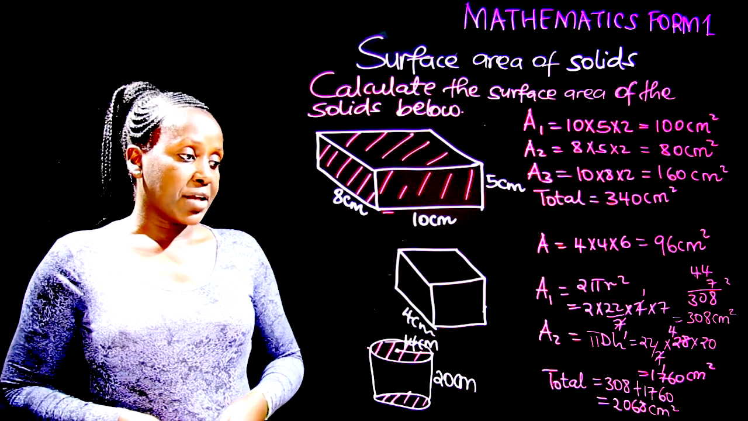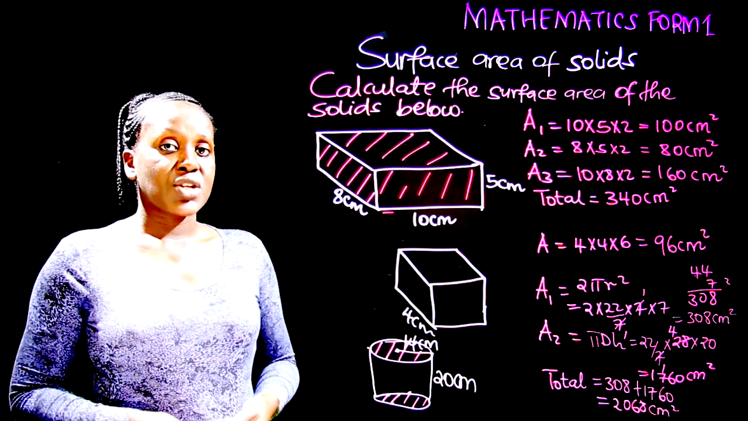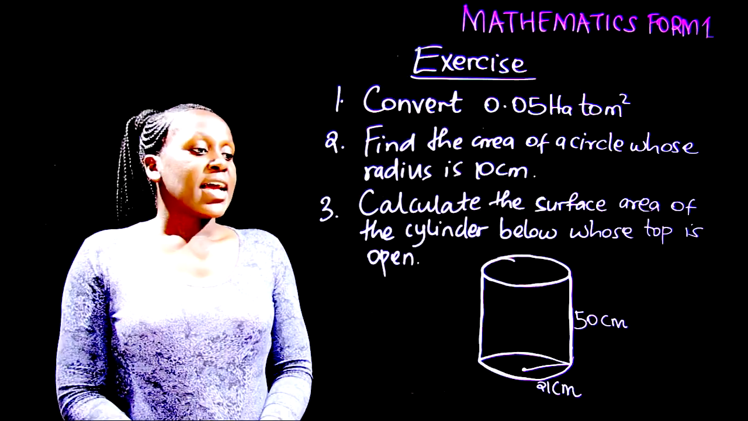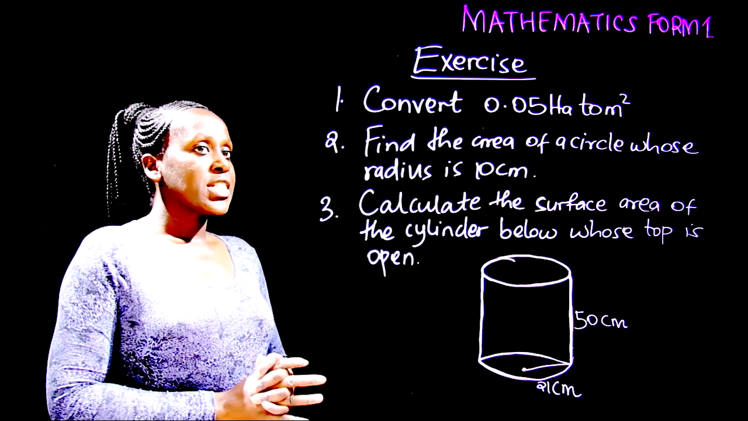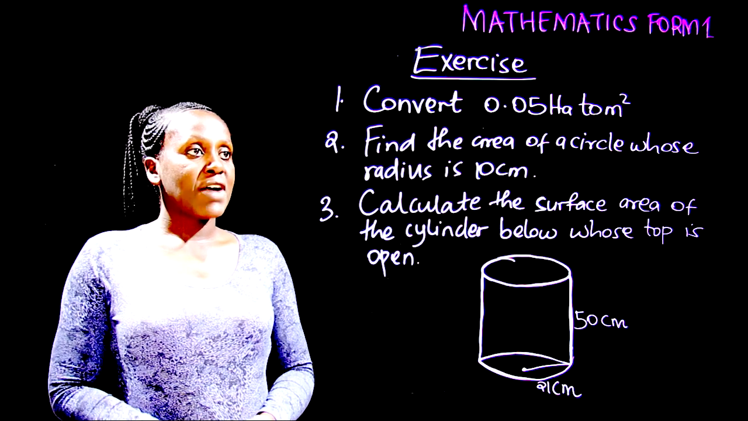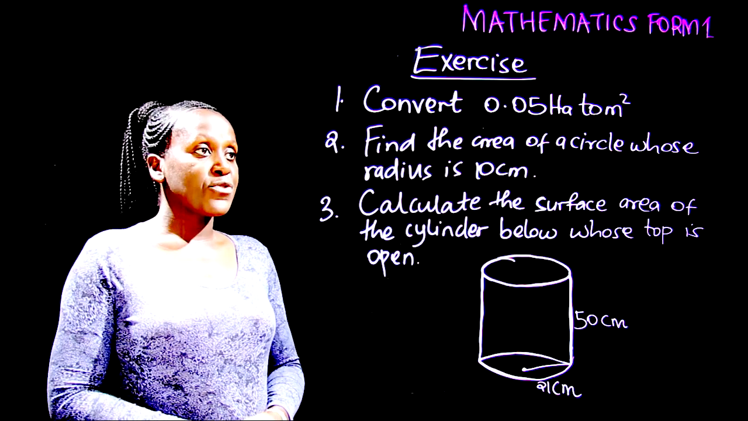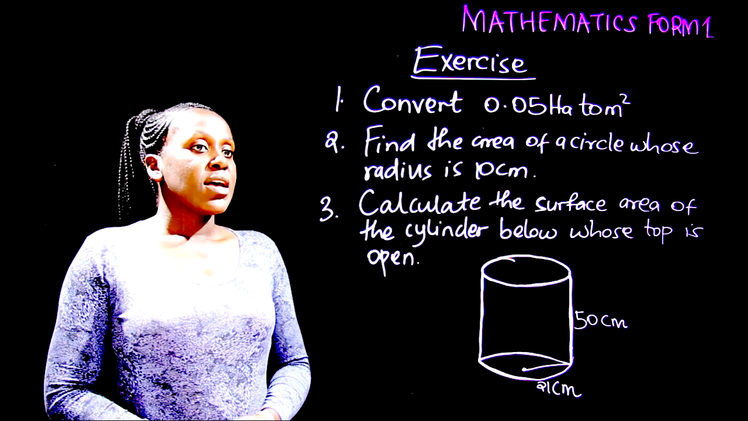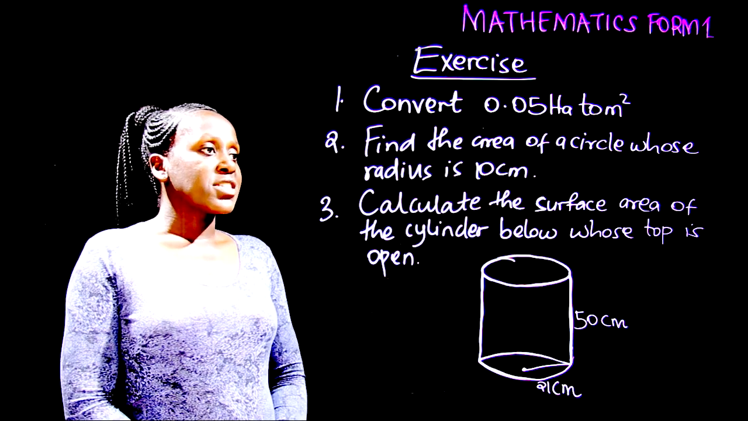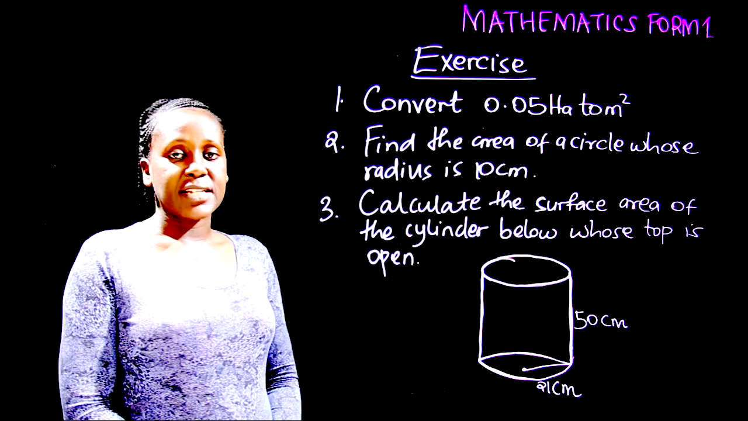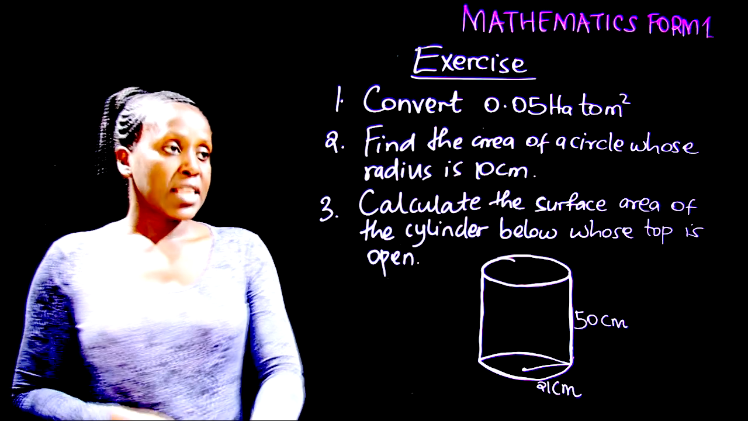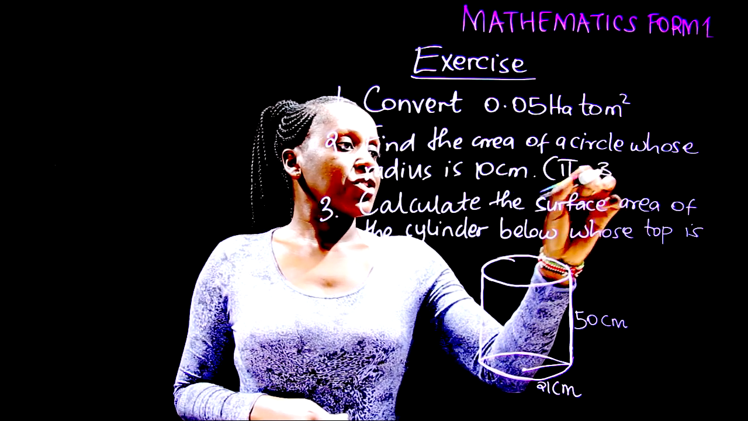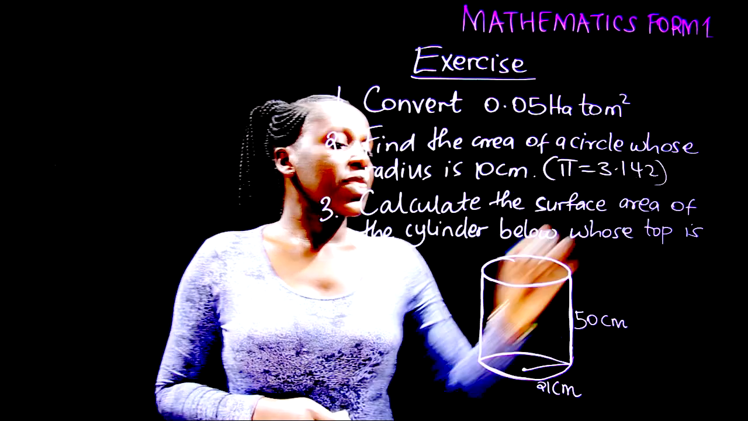So I want to believe that you have now learned everything that you need to know at this stage about area. So now I'll give you questions that you will use to practice what we have learned in this lesson. Learners, attempt these questions. Number 1, convert 0.05 hectares to meters squared. Number 2, determine the area of a circle whose radius is 10 centimeters. In this case, use pi to be equal to 3.142.